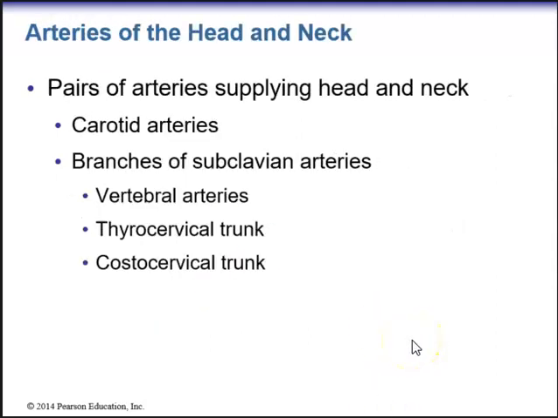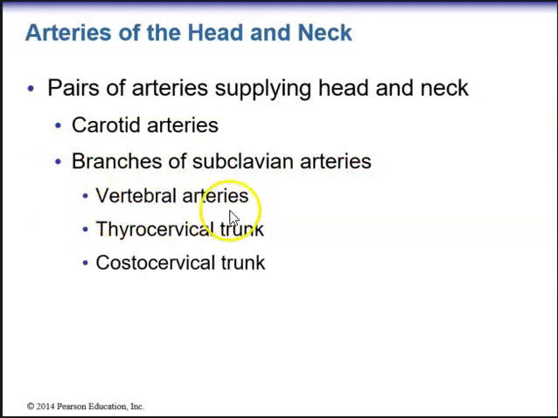We'll then get into the arteries of the head and neck. We have pairs of arteries supplying the head and neck. We have the carotid arteries, which are branches of the aortic arch, the right common carotid artery coming from the right brachiocephalic trunk, and then the left common carotid artery coming from as the second branch off of the aortic arch. And then we also have branches of the subclavian arteries.